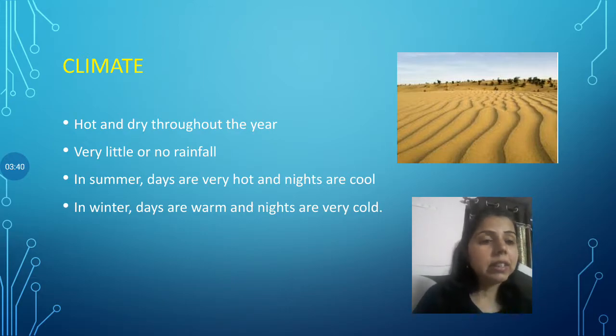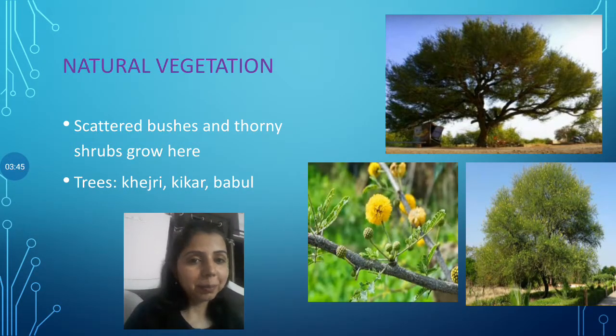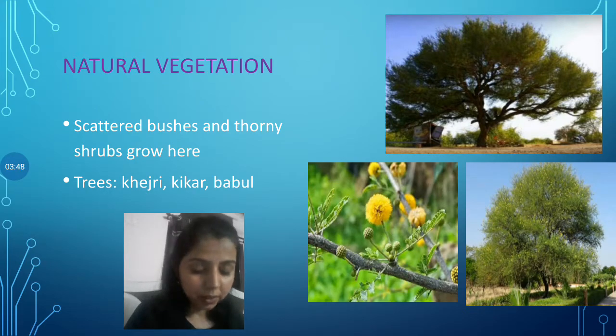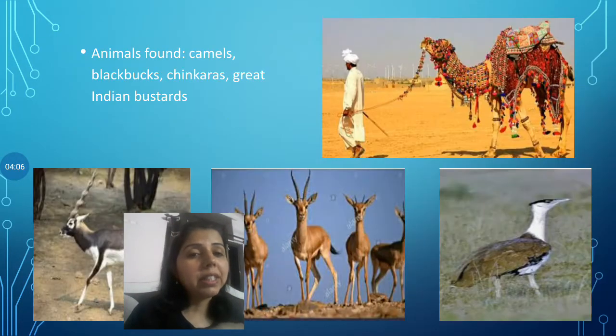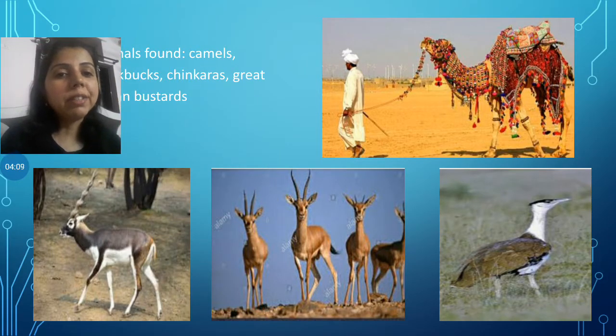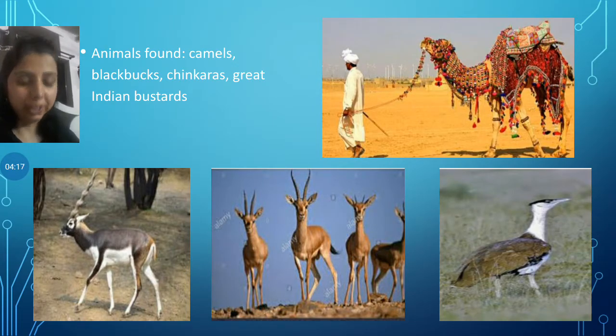Now let's see which type of vegetation can be found in the Thar Desert in this type of climate. The natural vegetation. A hot and dry climate means mostly scattered bushes and thorny shrubs can grow here. The khejri, kikar and babul trees grow in the eastern part of the desert. You can see them in the picture. Animals. Which animals are found here? Let's see. Animals found here are camels, black bucks, chinkaras and the Great Indian Bustard.